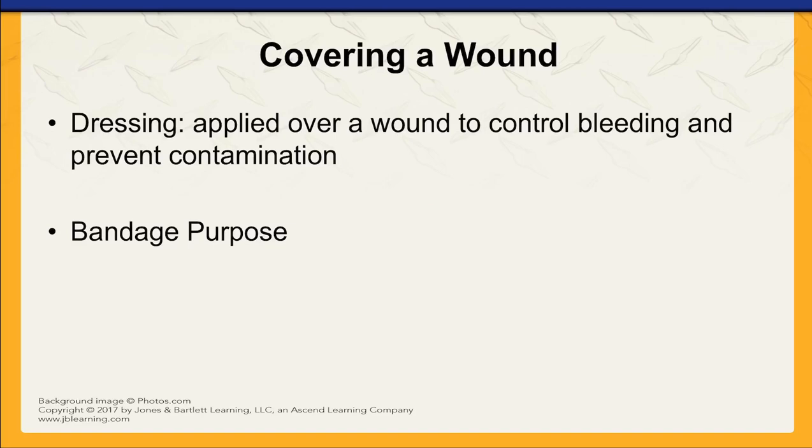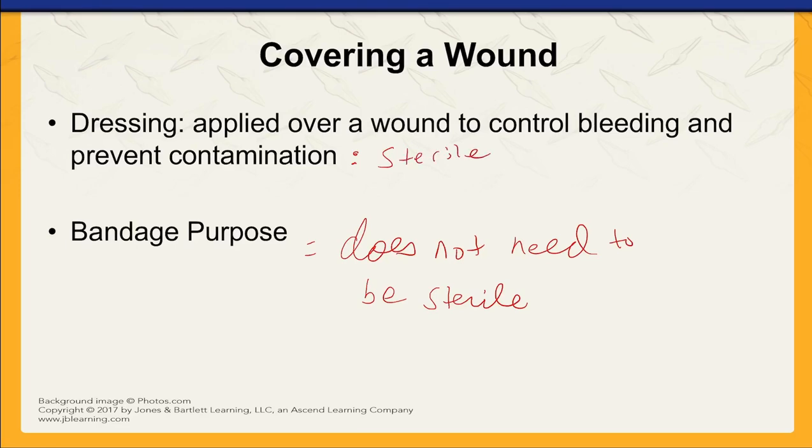The other thing that you need is a bandage. The purpose of a bandage is to hold the dressing in place. A bandage does not need to be sterile, because it's not going to be covering the wound. However, a dressing, preferably it should be sterile, and at the very least it should be clean, because the dressing is going to be applied directly on top of the wound.